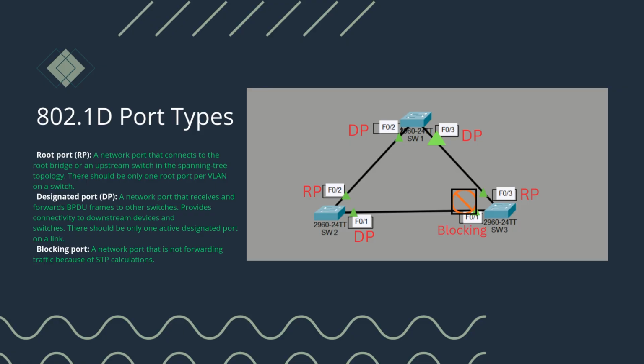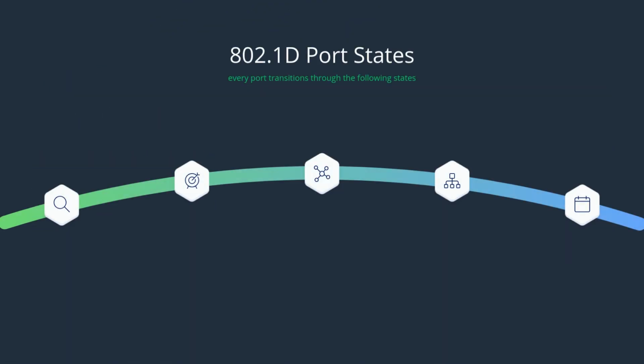These ports are not forwarding traffic because doing so would create a loop. But here's the important part. They're still listening to BPDUs. If the topology changes, these ports can quickly transition to forwarding. Notice in our diagram how SW2 and SW3 each have one blocking port on interface /1. This prevents the loop while maintaining redundancy.